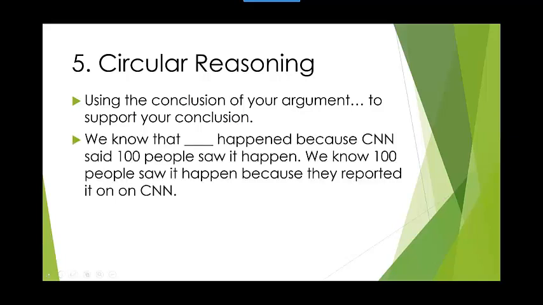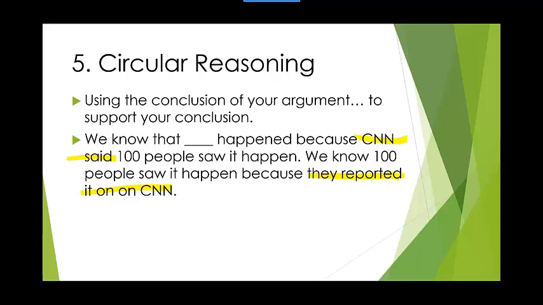And so here's an example. We know that blank, just insert some event, happened because CNN said that 100 people saw it happen. If you have 100 witnesses, that means that it must have happened. Well, somebody might say, how do you know that there were actually 100 witnesses? Maybe there weren't. You can say, well, I know that 100 people saw it happen because that's what they reported on CNN. Okay, so you're kind of assuming here that CNN is valid, which maybe it's not.